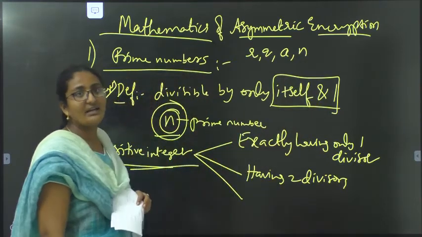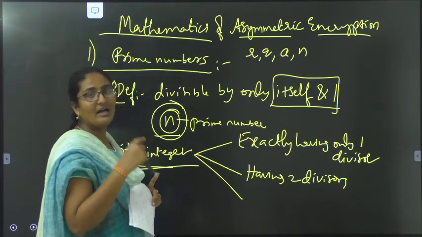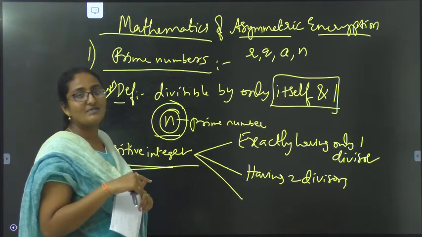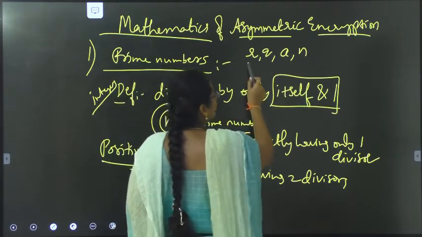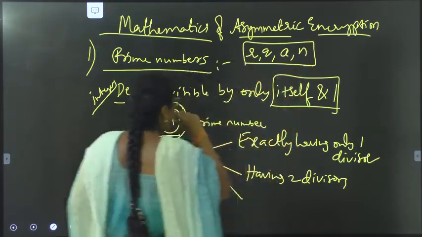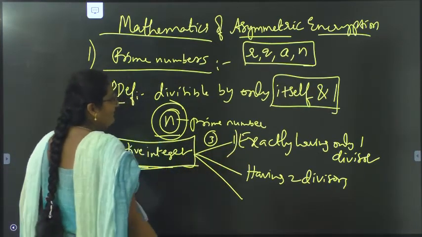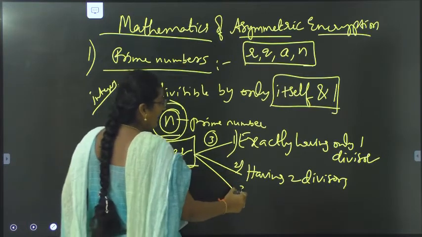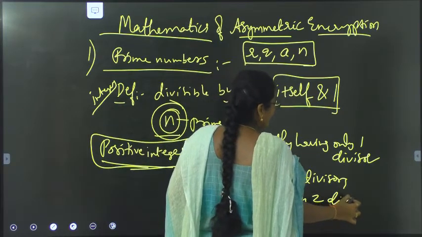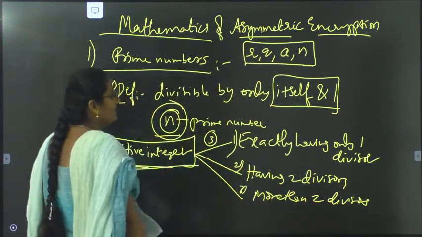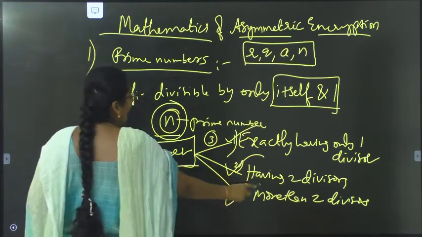While talking about the mathematics of symmetric encryption in unit 2 of cryptography, we have already discussed the division rule. You know what is the dividend, divisor, quotient and remainder. So all the positive integers in this world can be divided into 3 types: having exactly 1 divisor, having 2 divisors, and having more than 2 divisors.